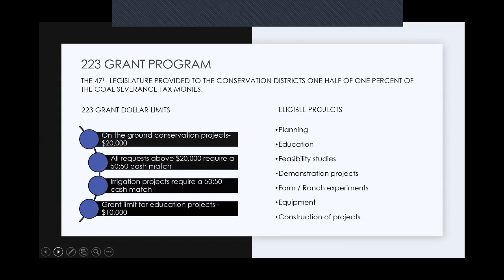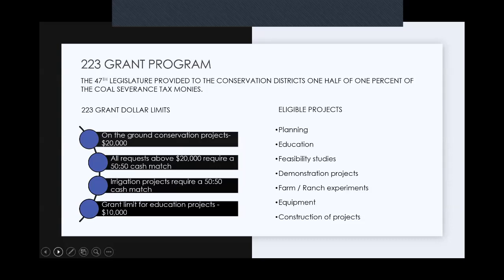So the 223 program, I want to give you an overview, and this is just the 223 I'm going to talk about with this slide. You can apply for projects up to $20,000, ground projects, ground reservation, education, feasibility studies, etc., demonstrations, farm equipment, etc. And you can apply for more than the $20,000 limit, but you must have a 50-50 cash match. Now, irrigation projects, we've done liners for irrigation districts, etc., that will require a 50-50 cash match. And if, for example, you have landowners that want to donate their equipment and time to make up that match, that won't work. It has to be cash.